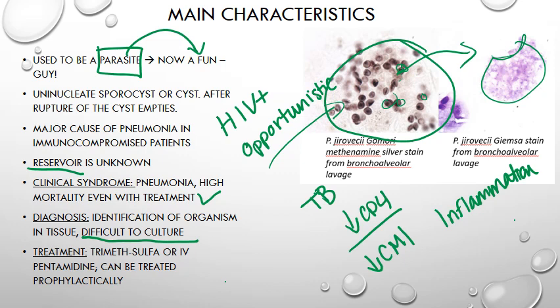Treatment can be done with trimethoprim-sulfamethoxazole or IV pentamidine. Trimethoprim-sulfamethoxazole is more common, and you can use that to treat prophylactically. So if you have an HIV positive patient or an organ transplant patient who's significantly immunosuppressed, who's at high risk for reactivation of a previous pneumocystis infection, you're going to want to put them on trimethoprim-sulfamethoxazole just to protect them should the infection reactivate.